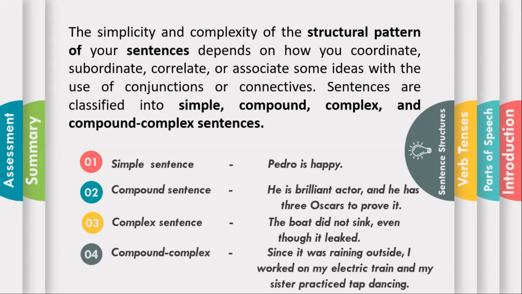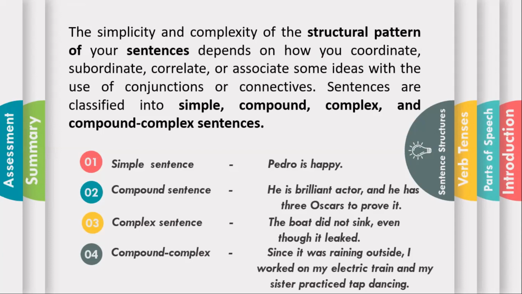Number 1. A simple sentence contains only one subject and one predicate, just like the example, Peter is happy. It expresses one idea and only one verb. Number 2. A compound sentence contains two or more main or independent clauses. He is a brilliant actor is a simple sentence plus a coordinating conjunction, and he has 3 Oscars to prove it.